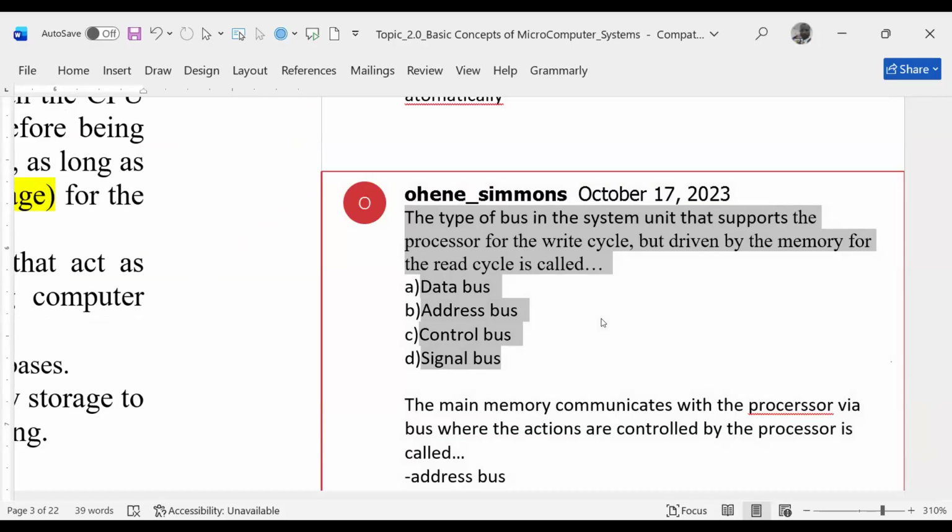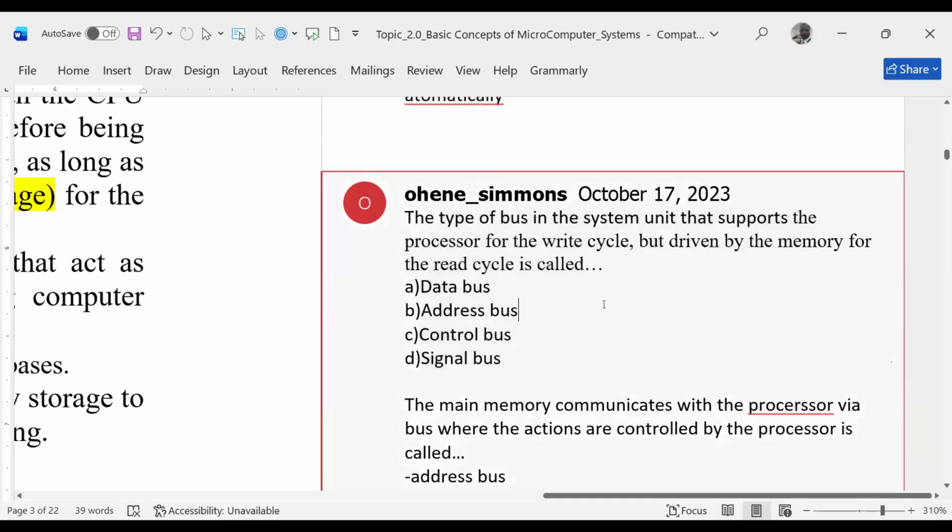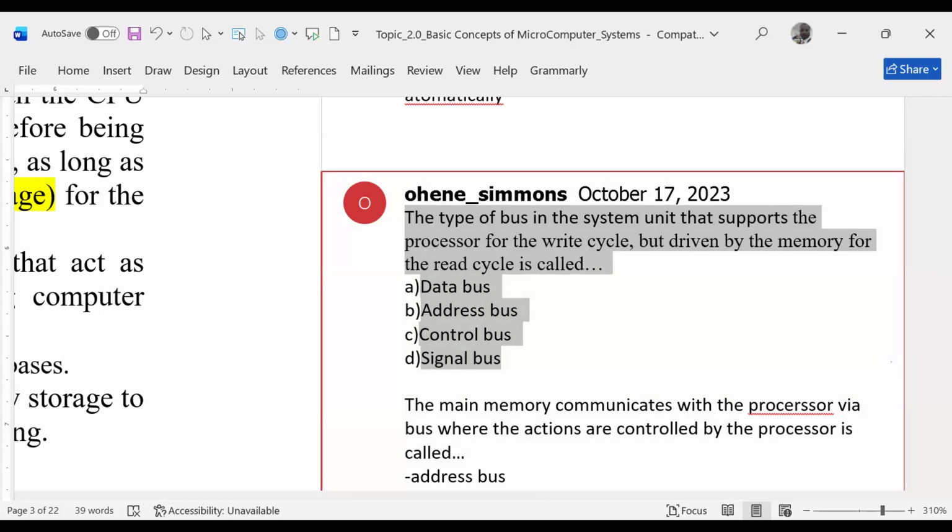Another person. Is Ralph here? Ralph. Hello, sir, I'm here. Yes, we are waiting for you. Read the highlighted for us. The type of bus in a system unit that supports the processor for the write cycle, but driven by the memory for the read cycle is called.